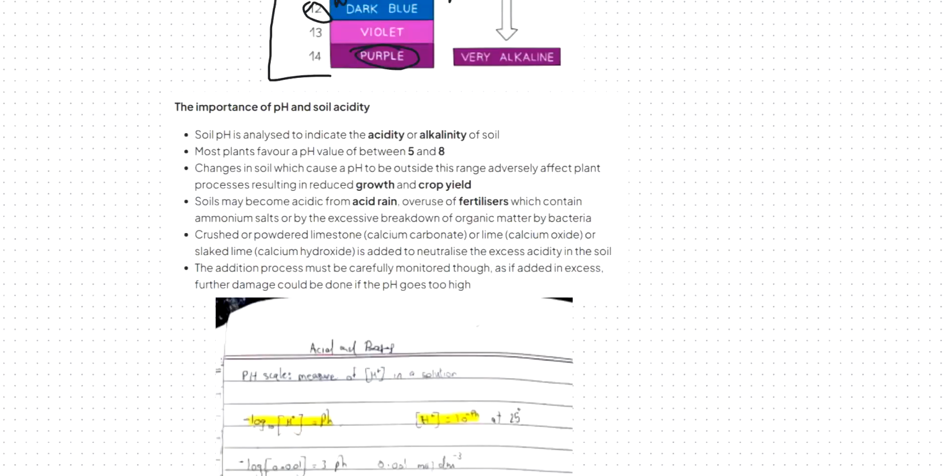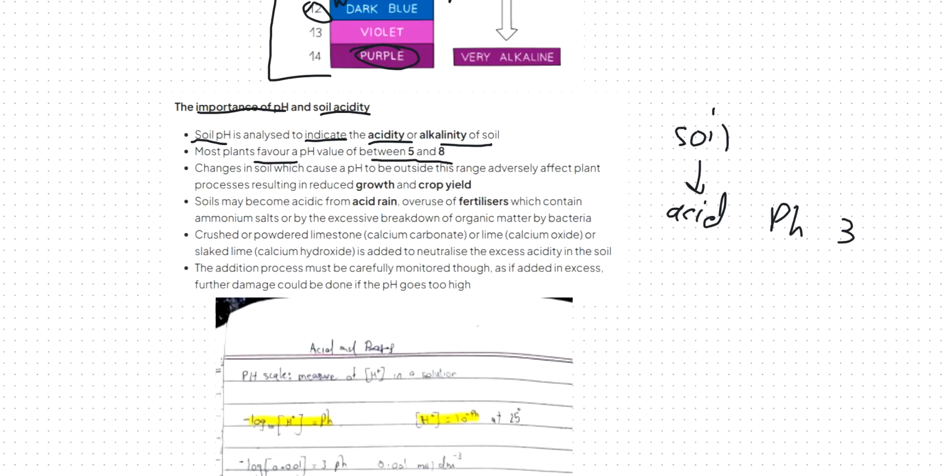What is the importance of pH and soil acidity? Soil pH is analyzed to indicate the acidity or alkalinity of a soil. If soil is too acidic, then it would not be suitable for plants to grow. Most plants favor a pH value of between 5 and 8. So if the pH was 1 to 3, then this soil would not be able to grow any plants. So the ideal pH of soil to grow plants is 5 to 8.